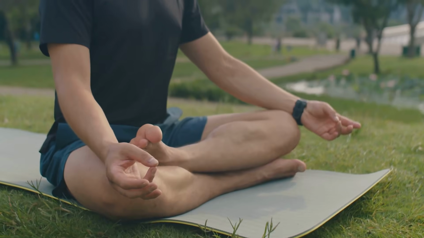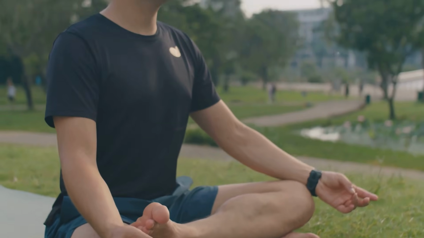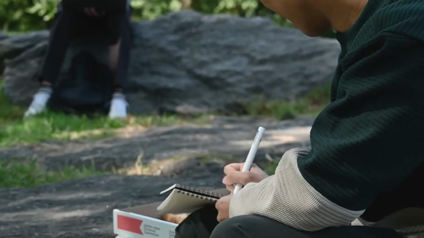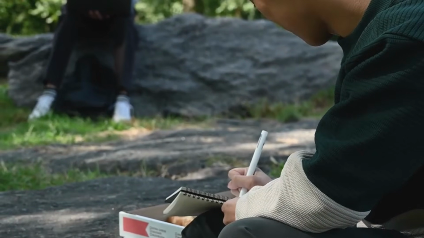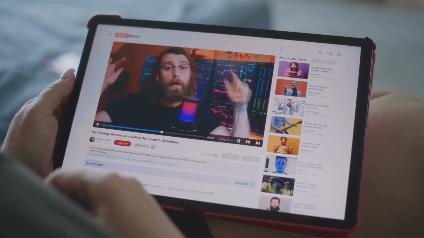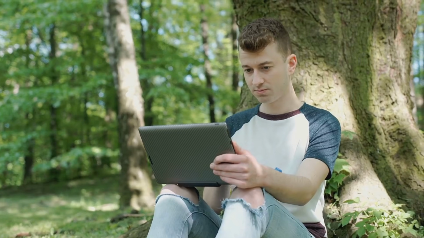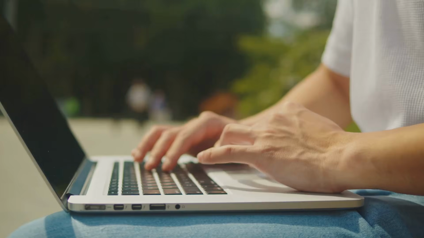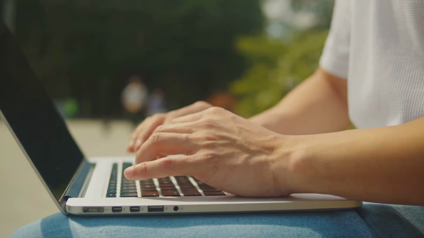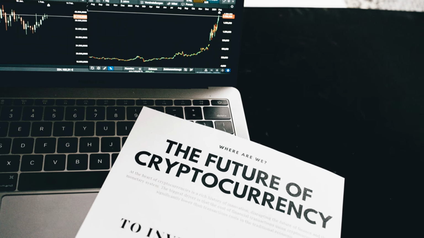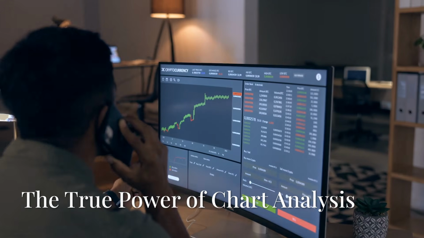Be patient with yourself and commit to continuous learning. Becoming proficient at reading charts is a skill that takes time, practice, and dedication. There's a wealth of educational material available. Read articles, watch tutorial videos, and follow experienced analysts. The key is consistent effort and application. Keep practicing, and your understanding will grow.